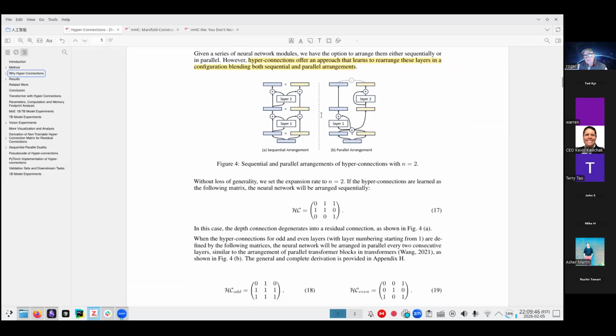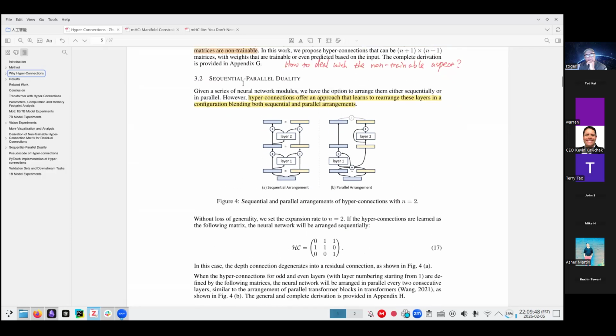Here they discuss the sequential-parallel duality. I think what they are trying to say is that they can mimic a sequential arrangement of layers and a parallel arrangement of layers by having two residual streams and a two-layer network and varying the connection parameters.